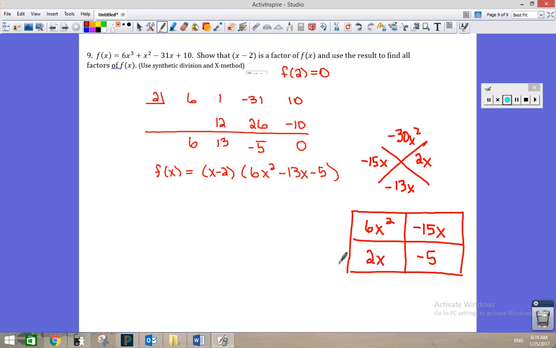We look horizontally, and we don't have any common factors here. Here we have a negative 5. Here 3 and x are both common factors. Here these are both even numbers, and they both share an x. So that means that this f of x, we've got this x minus 2. Then we've got 3x plus 1 and 2x minus 5.